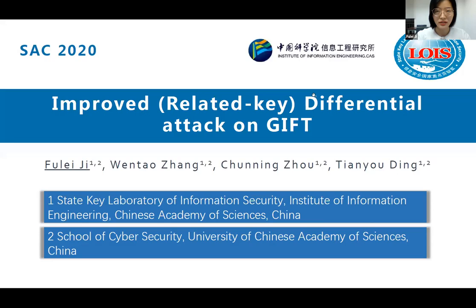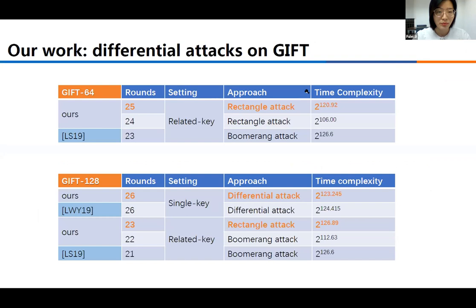So hello, I'm Ji Fu Lei, and this talk is about related key and single key differential attacks on GIFT. Firstly, I will give an overview of our work. We proposed the first 25-round attack on GIFT 64 utilizing a related key rectangle attack model. And for GIFT 128, the previous best result is the 26-round single key differential attack. In our work, we marginally reduced the time complexity, and we also proposed the longest related key attack on GIFT 128, that is the 23-round related key rectangle attack.